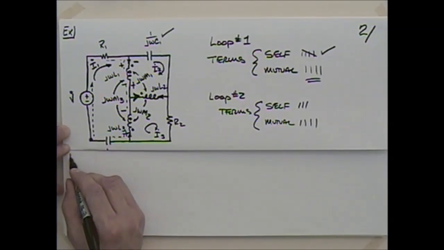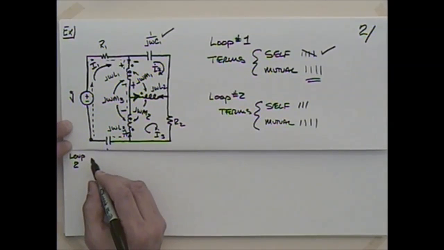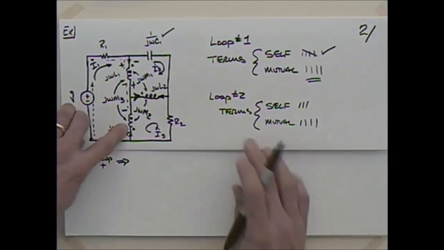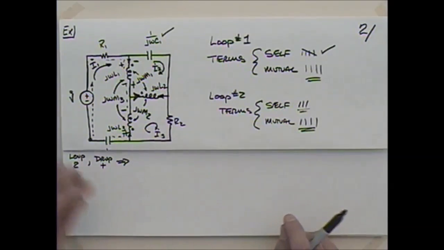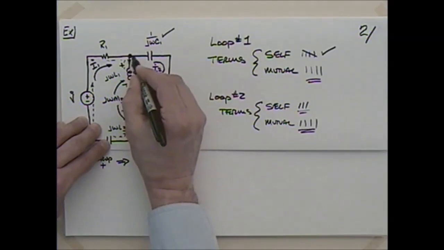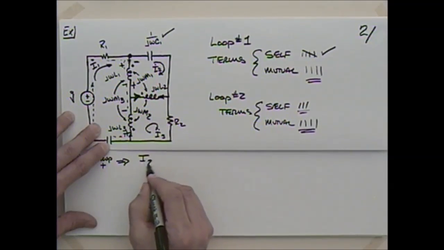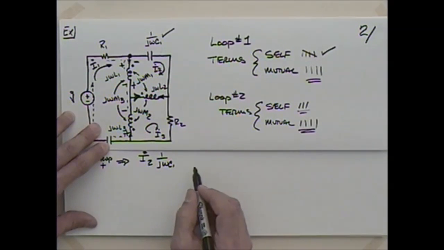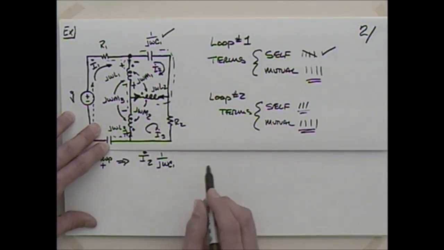So again, loop 2, we're going to take drops as positive. I guess we've got this kind of laid out for loop 2. We're expecting 3 self terms and 4 mutual terms. So if I start up here and work my way around, I've got I2 times what? 1 over j omega C1.